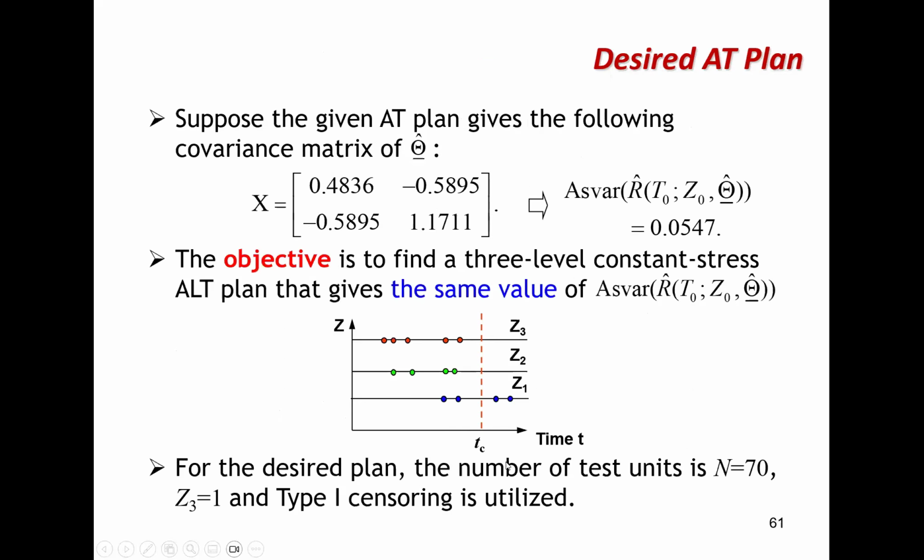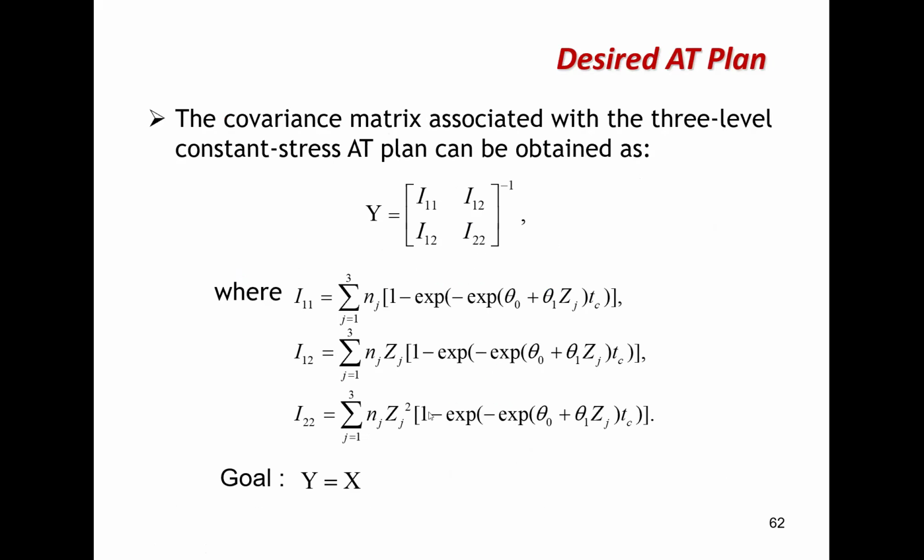Then we use our methods. Assuming you already have a testing plan in mind that satisfies your statistical requirements and is precise enough, we can calculate the asymptotic variance for this testing plan. Our objective is to find a 3-level constant stress ALT plan that gives the same value of asymptotic variance as the benchmark testing plan. For the desired plan, the number of test units is 70, and Z3 equals 1, and we consider type 1 censoring. We use our methods and derive these equations.